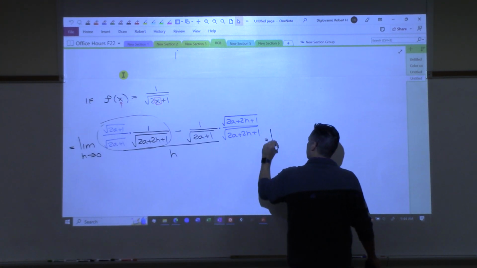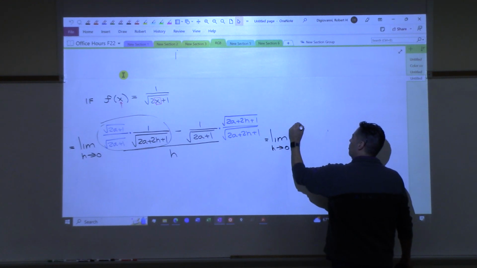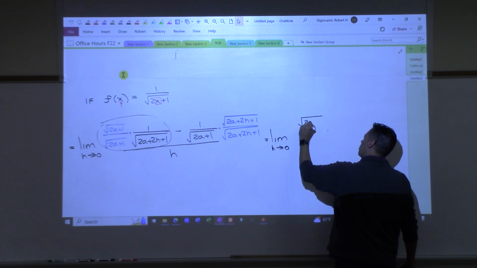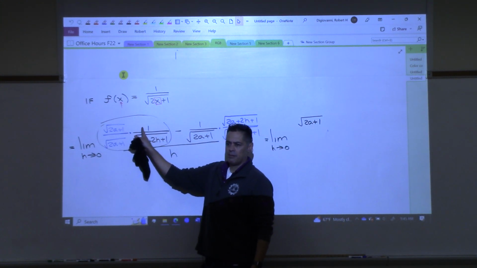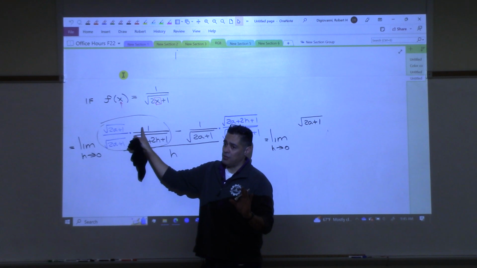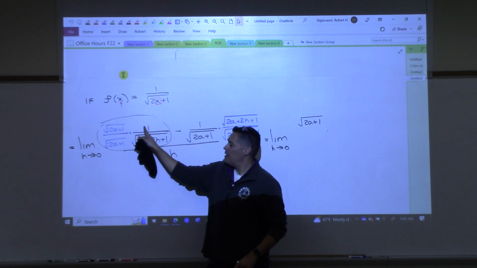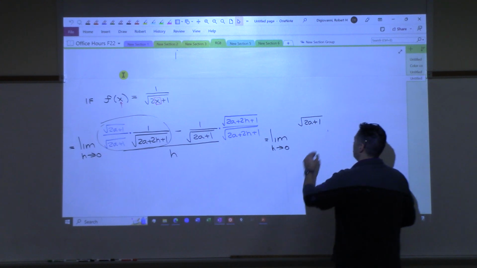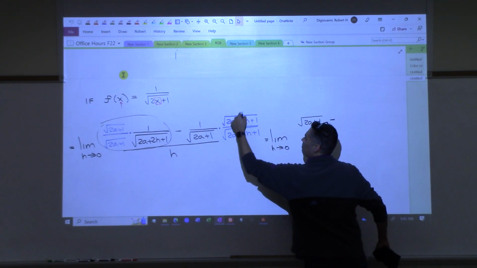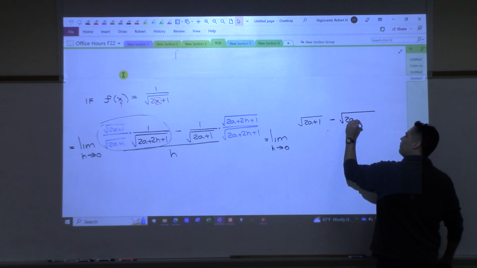So I have the limit as h goes to 0. I have root 2a plus 1. That's this times this, right? Now I'm going to try and do 2 steps at once here and see how y'all do. I'm going to go ahead and put them together right now. So if I do this times 1, then I will subtract from that 1 times that, which just becomes this.